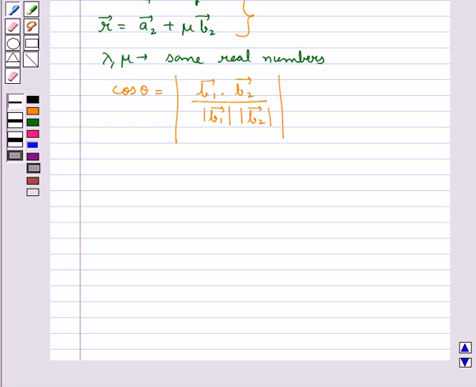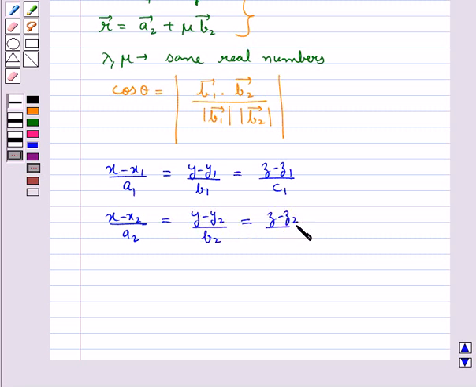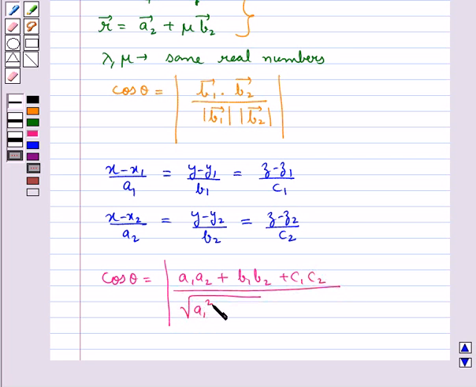If in Cartesian form the equation of the lines is given by x minus x1 upon a1 equal to y minus y1 upon b1 equal to z minus z1 upon c1 and x minus x2 upon a2 equal to y minus y2 upon b2 equal to z minus z2 upon c2, where a1, b1, c1 are direction ratios of one line and A2, B2, C2 are direction ratios of the second line, so if theta is the angle between these two lines, then cos theta is given by modulus of A1 A2 plus B1 B2 plus C1 C2 upon square root of A1 square plus B1 square plus C1 square multiplied by square root of A2 square plus B2 square plus C2 square.